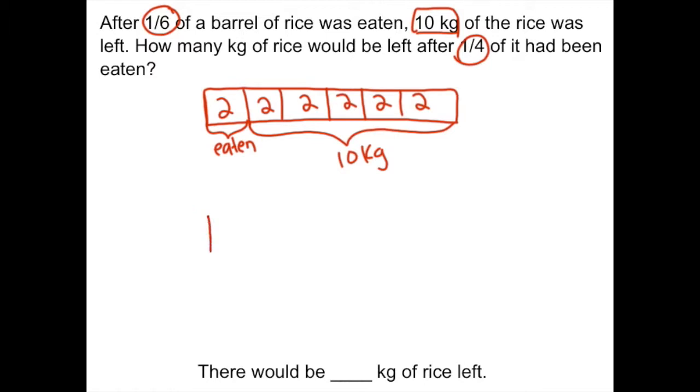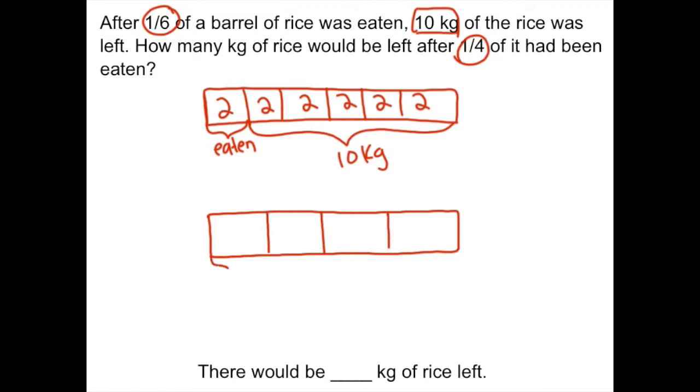So we're going to draw another bar, but now we're going to break it up into fourths. And now we're going to show that 1/4 was eaten, and we want to figure out how much would be left this time. So this is where our reasoning comes in. We have to think, how in the world can we compare sixths and fourths? Because we need to somehow find a common unit, right, in order to figure out how much would be left over if 1/4 was eaten.